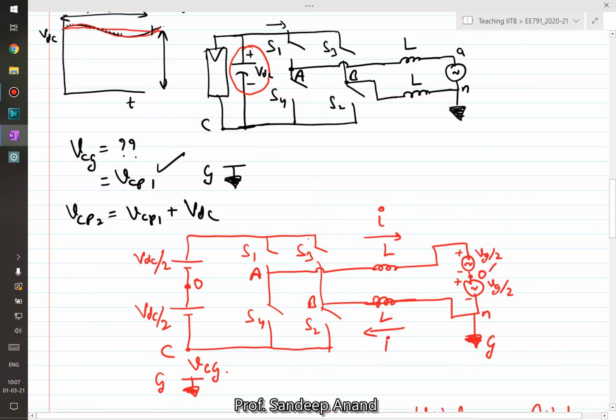So what we'll do now is, this was a much simplified analysis where we considered most of the things to be ideal, and we wrote basic Kirchhoff's voltage law and current law to show that VCG, or the parasitic capacitor voltage, has high frequency. In the next video, we'll try to generalize it a little bit, and we'll try to define something called a common mode voltage, and we will talk around that common mode voltage and do an analysis in the next video.